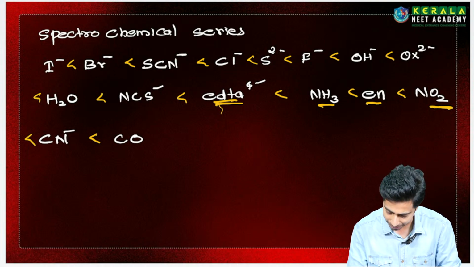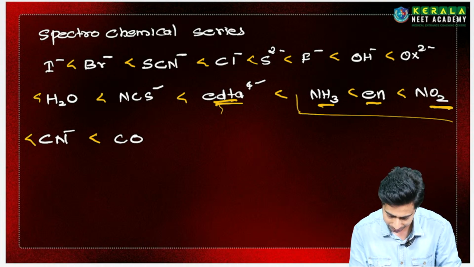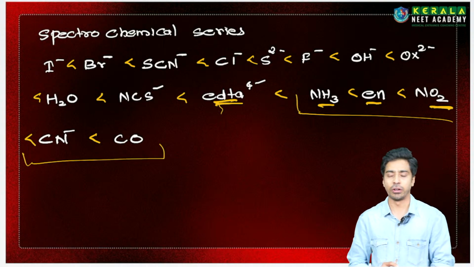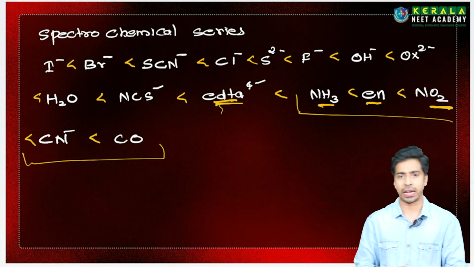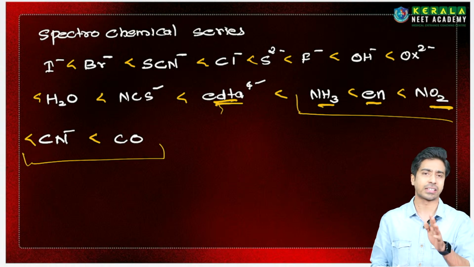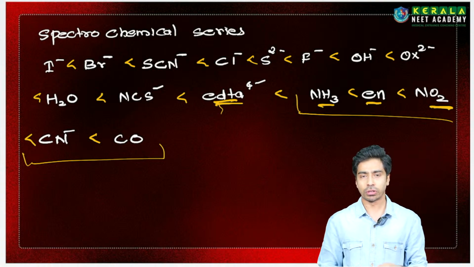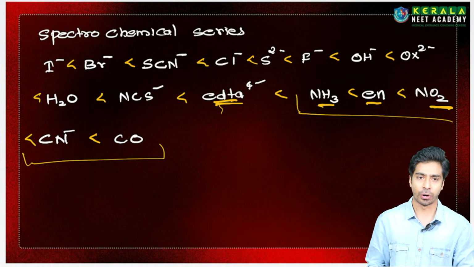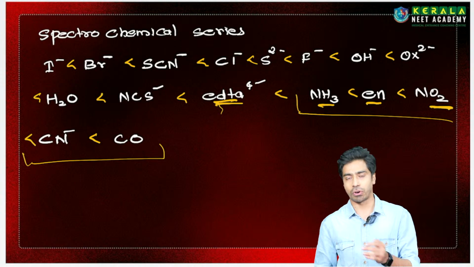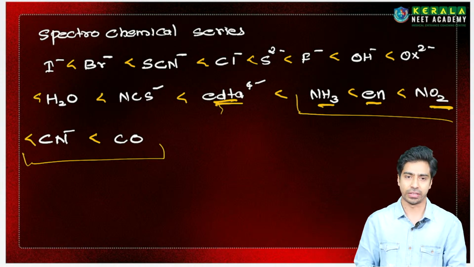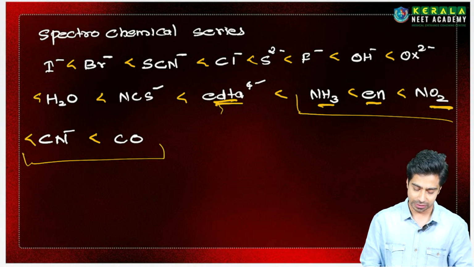From NH3 onwards, you can take it as strong field ligand, and all other cases will be weak field. But there are many exceptions, because sometimes H2O will act as both strong field and weak field ligand. NH3 in some cases is strong field, so we have to study the exceptions. Everything must be discussed, which I have not discussed in this section.